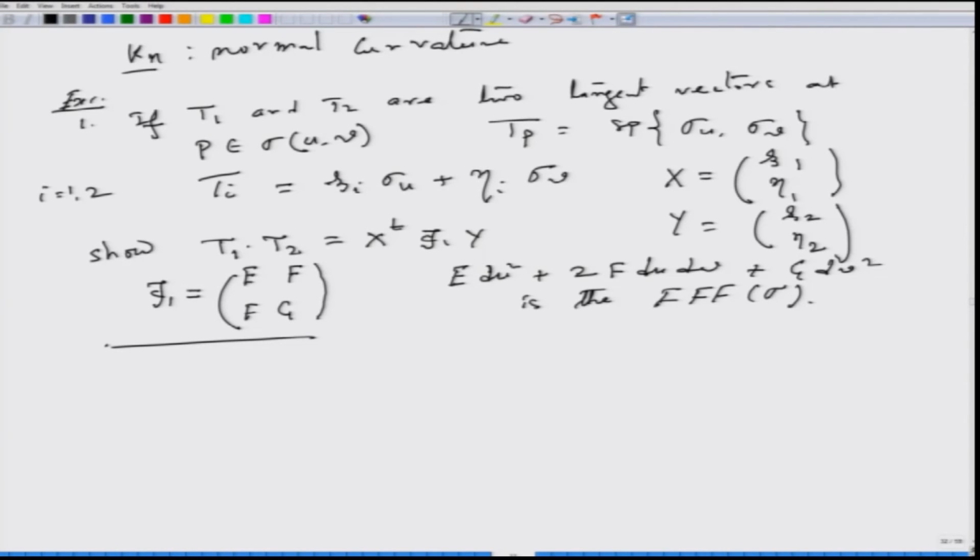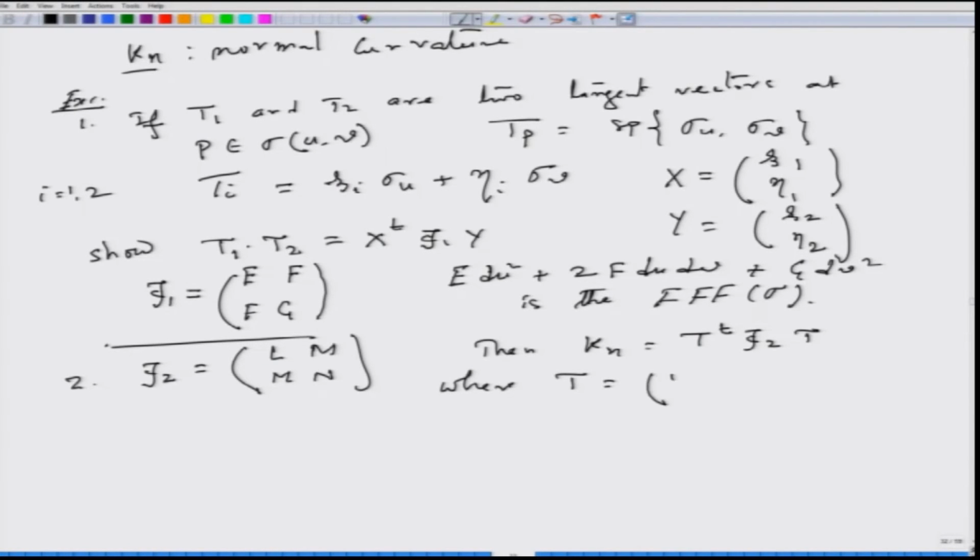And the next exercise is, if I associate this matrix F2, likewise for the second fundamental form, then normal curvatures can be calculated this way, very easy, just verification, where T is the vector (u dot, v dot), this is from the definition. Very good. So these two exercises are just verification.